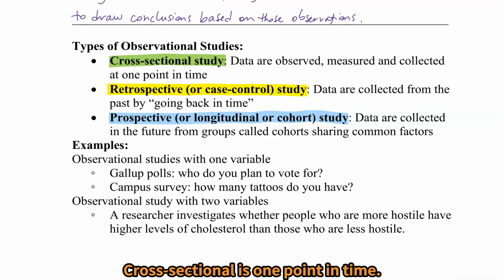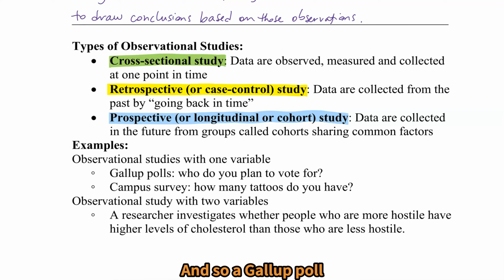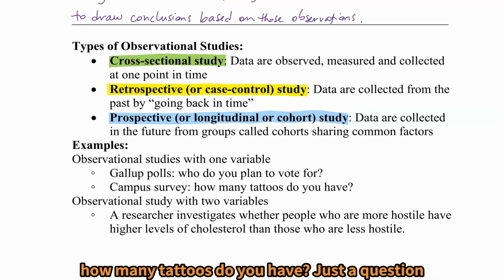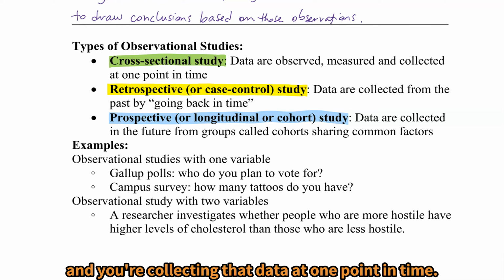Some examples. Observational studies that are very common right now: Gallup polls. Gallup is a big agency that does a lot of surveys, especially around elections and political issues. A Gallup poll of simply the question, who do you plan to vote for? That is an example of a one variable cross-sectional study, one point in time. Another example, a campus survey. How many tattoos do you have? Just a question, and you're collecting that data at one point in time.